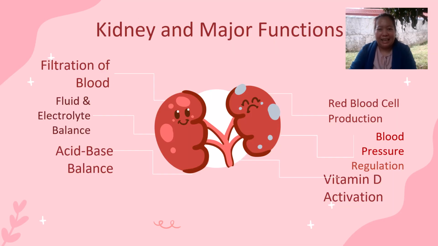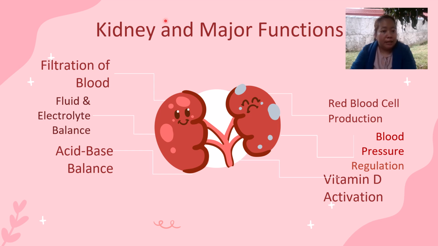What is the kidney? A kidney is a vital organ in the urinary system. Humans have two kidneys located on either side of the spine. It is bean-shaped, about the size of a fist. It has major functions, which is first, filtration of blood. It removes waste products, toxins, and excess substances. The kidneys filter waste products and excess substances from the bloodstream.